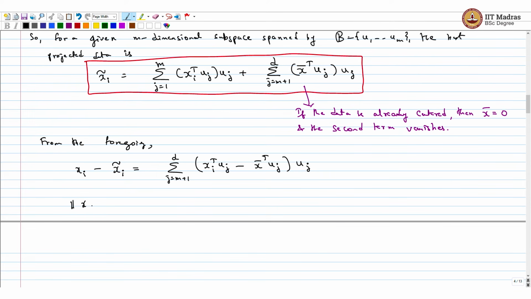Now, using the logic that I have said before, when I take the norm square, what I would get is the individual terms squared, which is (xi transpose uj minus x bar transpose uj) square.